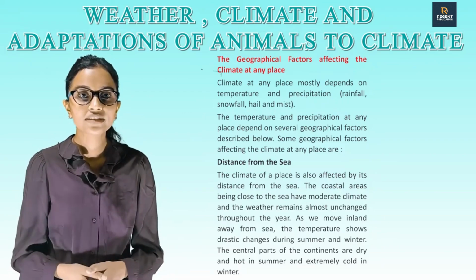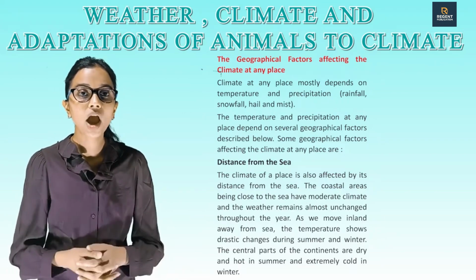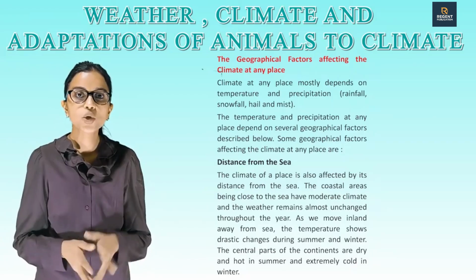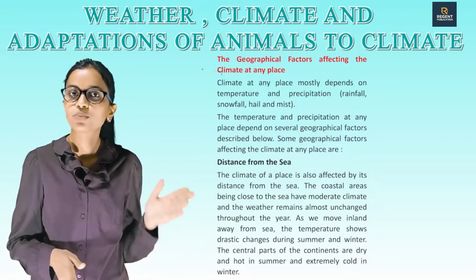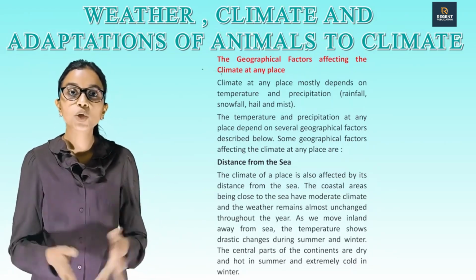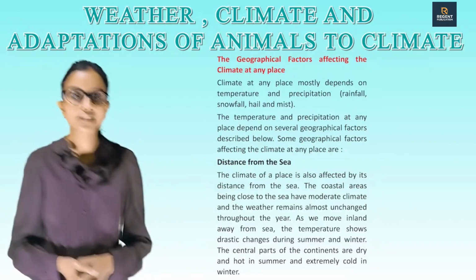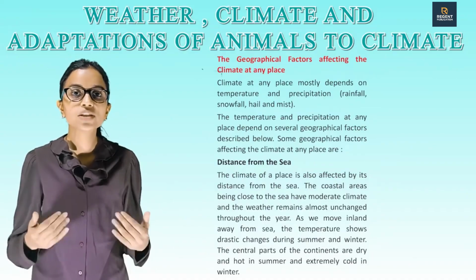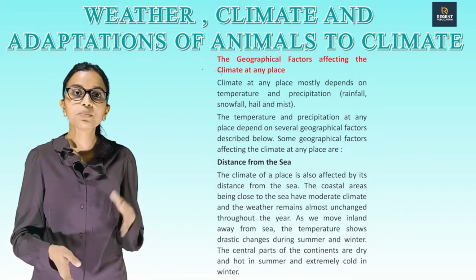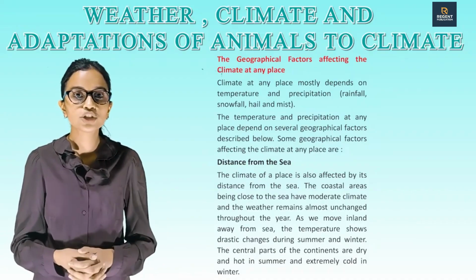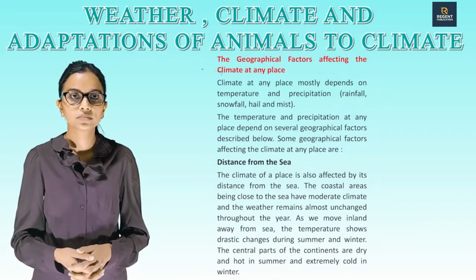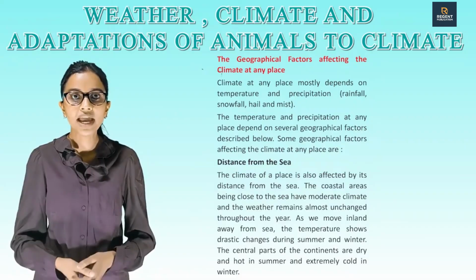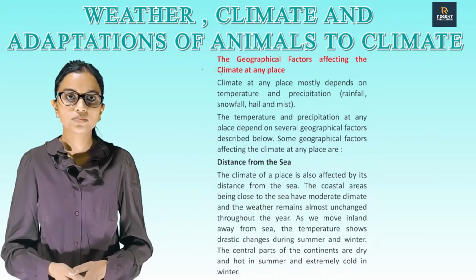Some geographical factors affecting the climate at any place are, first, distance from the sea. The climate of a place is also affected by its distance from the sea. The coastal areas, being close to the sea, have a moderate climate and the weather remains almost unchanged throughout the year. As we move inland away from the sea, the temperature shows drastic change during summer and winter. The central parts of the continents are dry and hot in summer and extremely cold in winter.